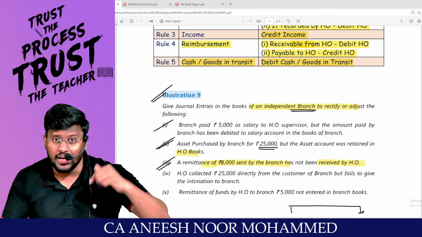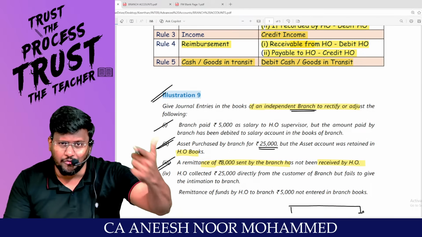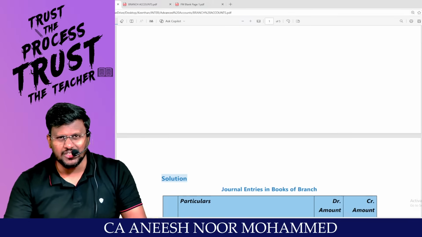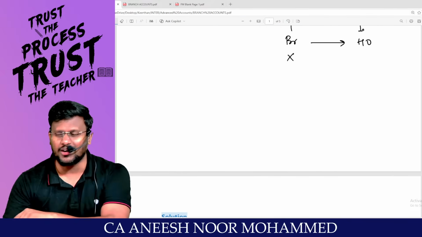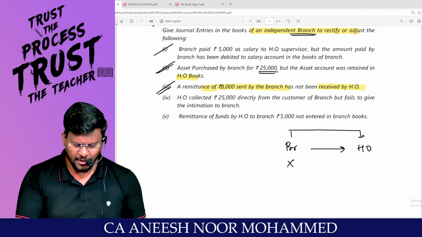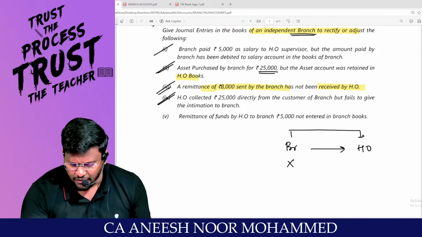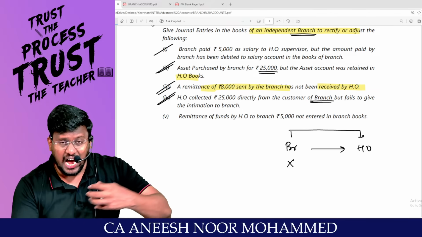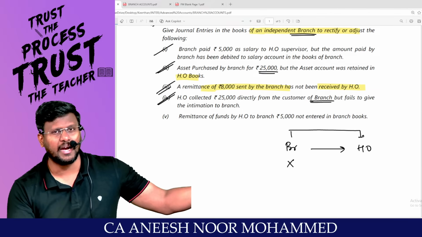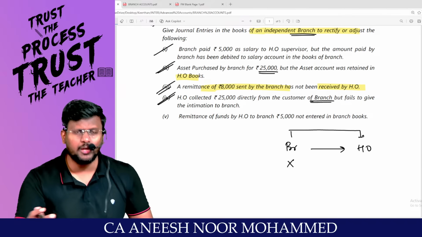Then the counter entry should be posted by the head office, not by ourselves, because in our books we have already passed the entry. No entry will be coming because the entry has already been passed. That's it. Head office collected 25,000 directly from the customer of the branch. That means head office collected our data, but failed to give intimation to the branch.